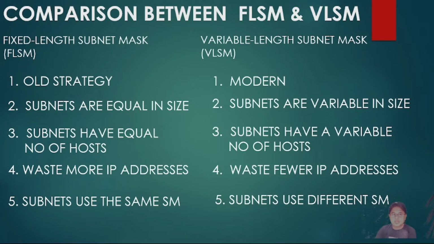And then number 3, subnets have equal number of hosts. So in fixed length subnet mask, they have an equal number of hosts, and in variable length they have a variable number of hosts. It depends on the given subnet mask. And then fixed length subnet mask wastes more IP addresses as compared to variable length subnet mask, which wastes fewer IP addresses. Subnets in fixed length also use the same subnet mask, as I said a while ago, and the variable length subnet mask has different subnet masks. Okay, so let's start with the example.